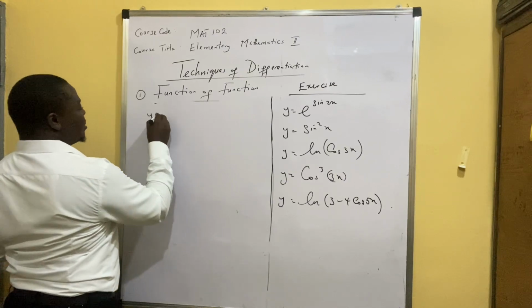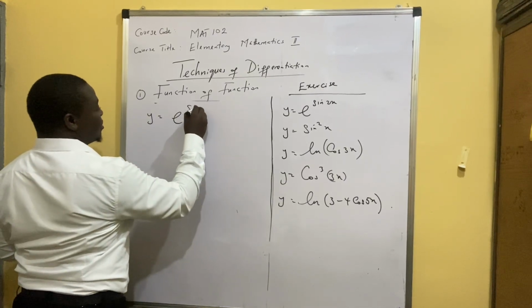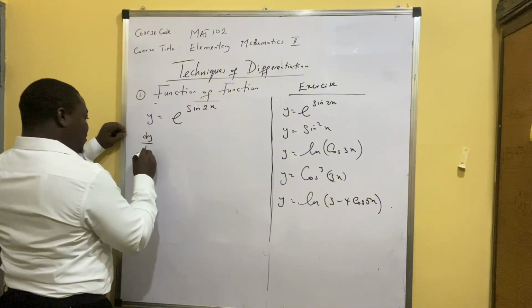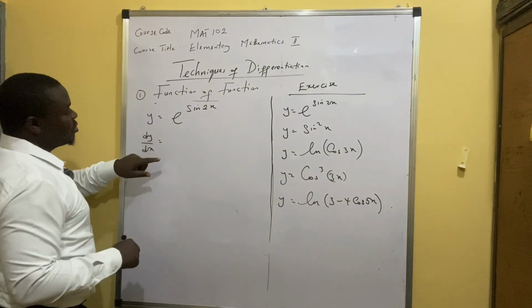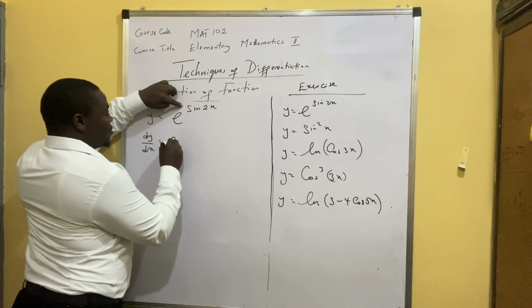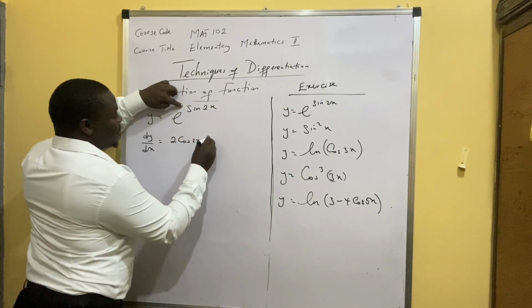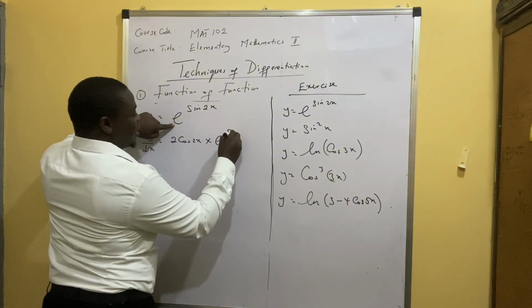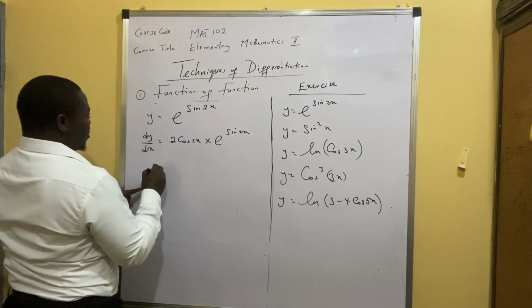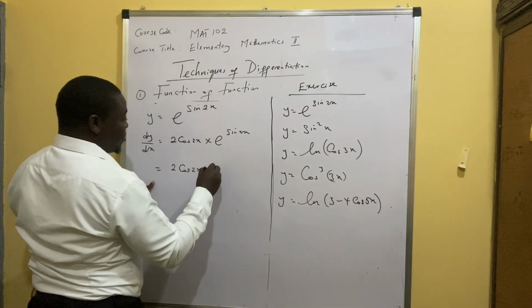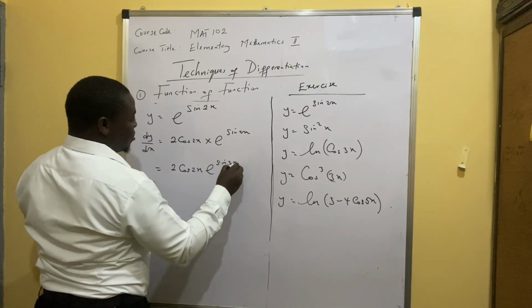Okay, let's look at the solution to the exercise. We have y equal to exponential sine 2x. Okay, so using our shortcut, dy/dx will be the derivative of sine 2x, which is 2 cos 2x, multiplied by the derivative of exponential, which is exponential sine 2x. Okay, so the result of this will be 2 cos 2x exponential sine 2x.